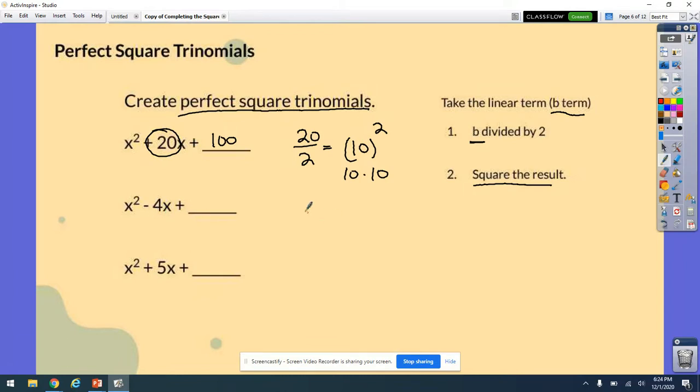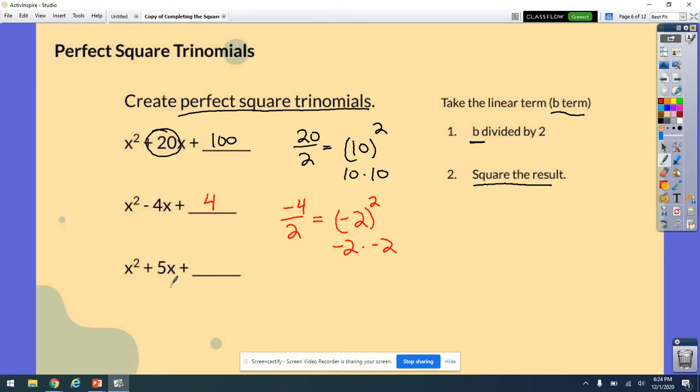So I'm going to take this number, I'm going to take -4 divided by 2. Yes, we can do negative numbers also, so -4 divided by 2, I get -2. I am now going to square it, so it's basically saying -2 times -2, and a negative times a negative, you guys know, is a positive, and this -2 times -2 would give me a +4. And so basically there's our perfect trinomial here.